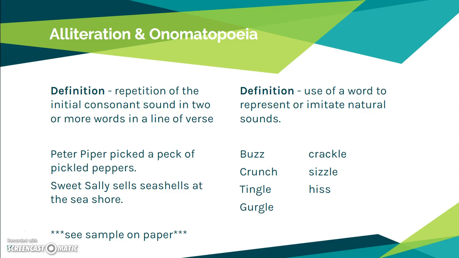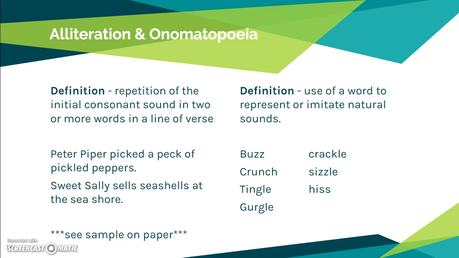So definition. We're going to start with alliteration and onomatopoeia. Alliteration is a repetition of the initial consonant sound in 2 or more words in a line of poetry. Initial meaning the first consonant sound. Consonants are like B, C, D, F, G, H. They're not the vowels. Okay? So, Peter Piper picked a peck of pickled peppers. You get the initial consonant sound of P that is constantly repeating in the same line of poetry. The other example, Sweet Sally sells seashells at the seashore. Again, you have the initial sound of the S that is repeating.